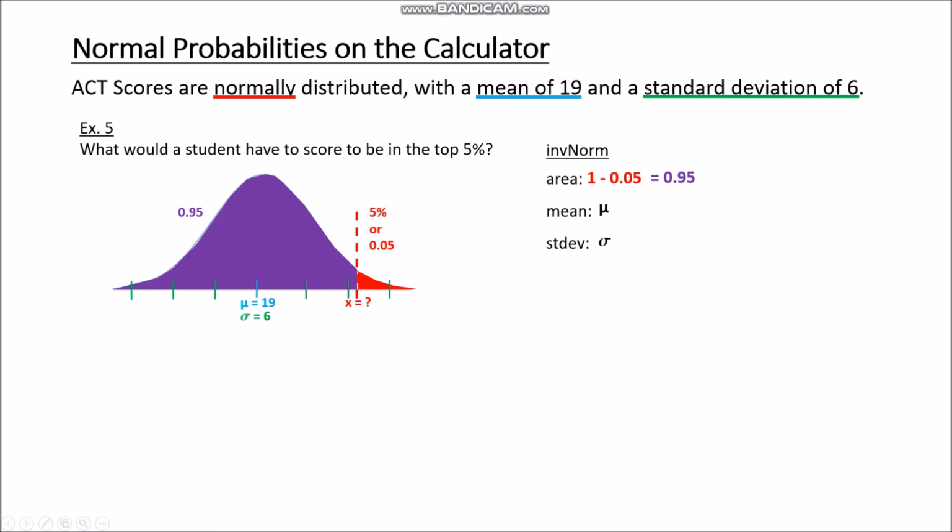Now, some of the calculators have newer programs, and they'll let you key in whether you have a right area, a left area, or a between area. But most of us are going to be using a calculator that reads it like the table. It wants the left-hand area. The mean is still 19. The standard deviation is 6. So we're going to key this in to our calculator.